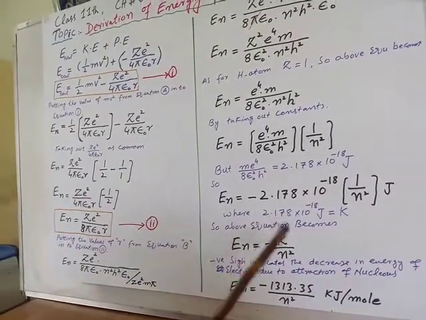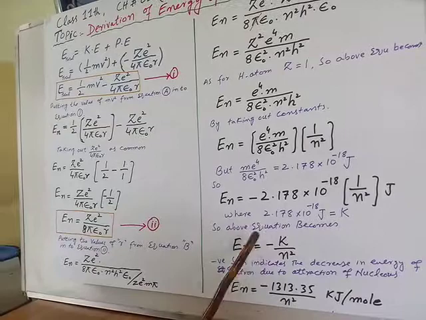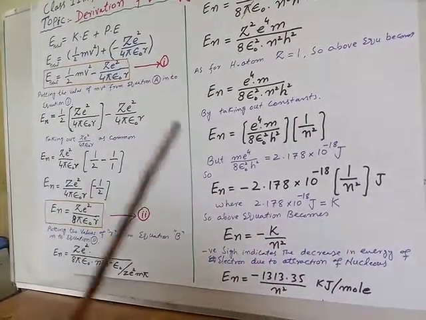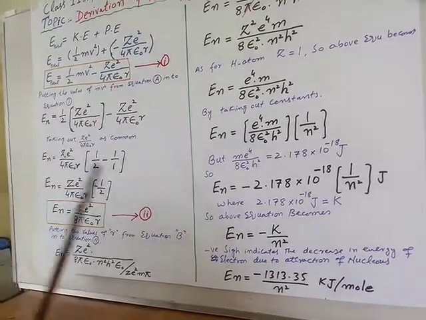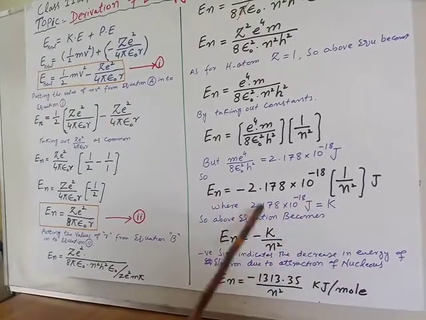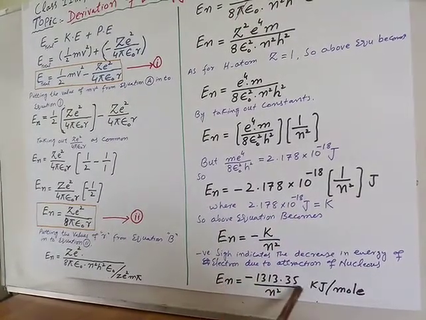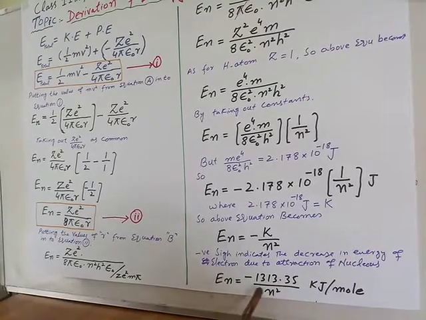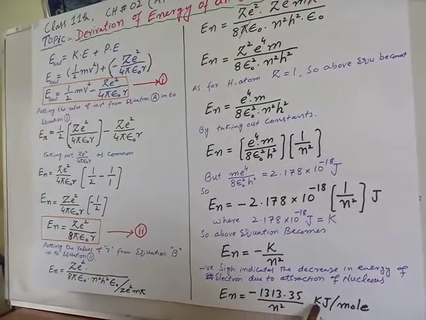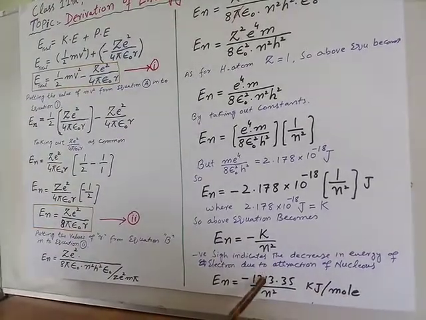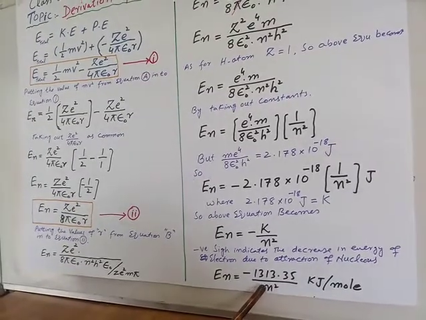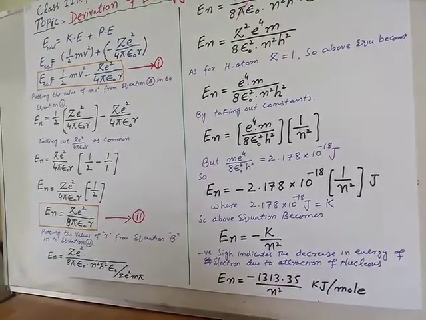If you want to determine the value of energy in joules, you will use this equation, and if you want to determine the value of energy of an electron in an orbit in kilojoules per mole, then you have to use this equation. It will give you the energy in kilojoules per mole. So just put the value of your shell, which is n, and after calculation you can get the answer.